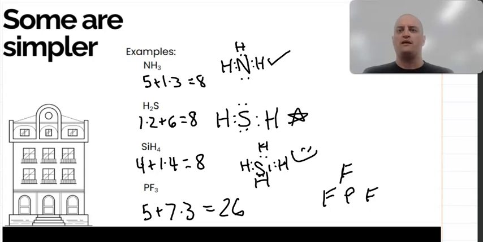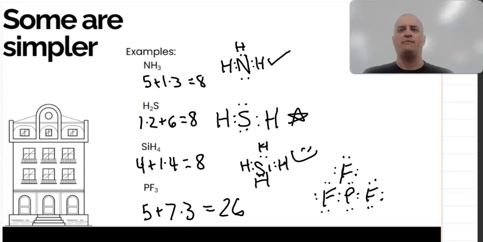So, we need a pair of electrons to bond the phosphorus to each fluorine. Currently, phosphorus has 6 valence electrons. An unshared pair will give it 8. Each fluorine has 6 valence electrons, so they're each going to need 3 unshared pairs in order to each have 8. You can see I'm not checking my electrons until I'm down to the end.